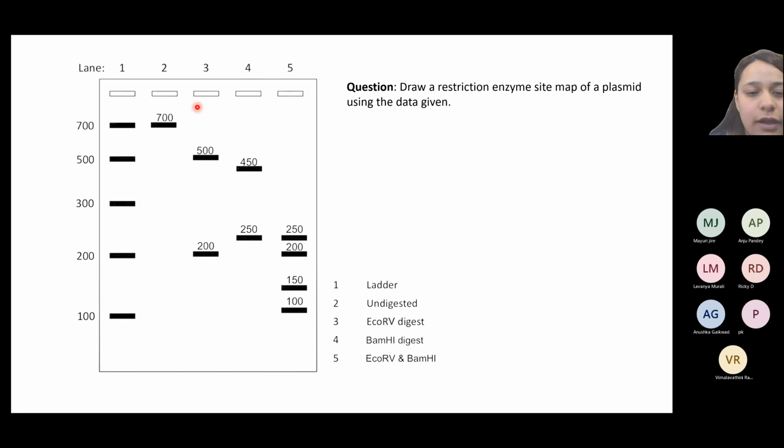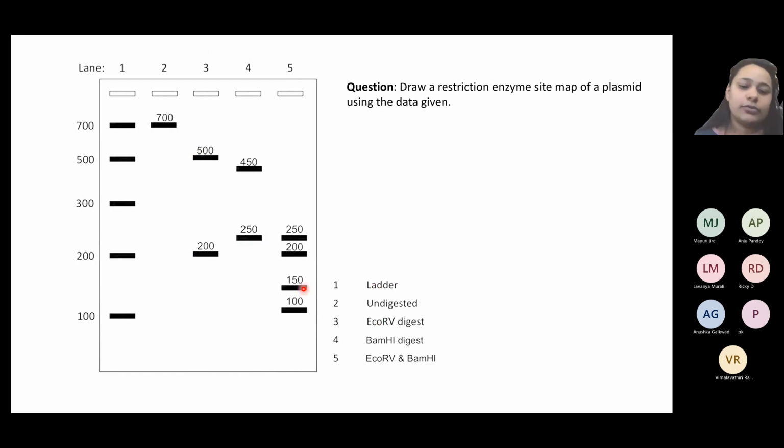Lane 3 is EcoR5 digestion. Lane 4 is BamH1 digestion. And lane 5 is double digestion by EcoR5 and BamH1, right? Now, what do we have to do? Using this particular information, we have to draw a restriction enzyme site map of a plasmid using the given data, right? And over here, upon these bands, they have mentioned the fragment size. So these are different fragments that have been obtained.